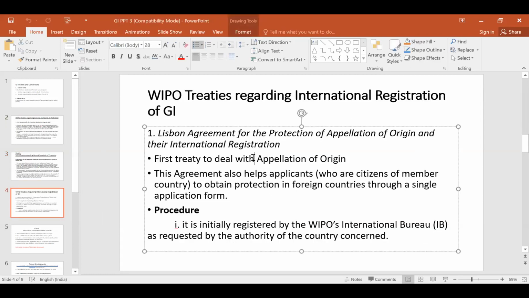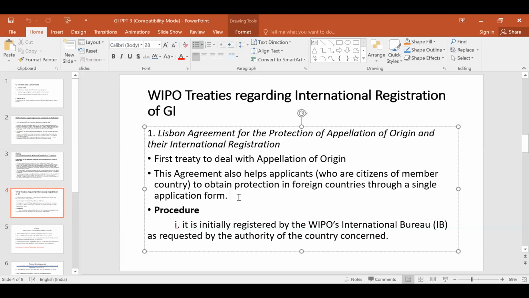Now coming to this, the next category is about WIPO treaties regarding international registration of GI. There is just one international instrument so far which provides a mechanism by which, with the help of one single application, multiple registrations can be done in different countries. This is the Lisbon Agreement for the Protection of Appellations of Origin and their International Registration. This agreement is not on indication of goods, as you can see from the title itself. It is an international instrument only for appellation of origin, right? So first, this is the demerit. It is not about all kinds of GIs. It only pertains to appellation of origin and their international registration.